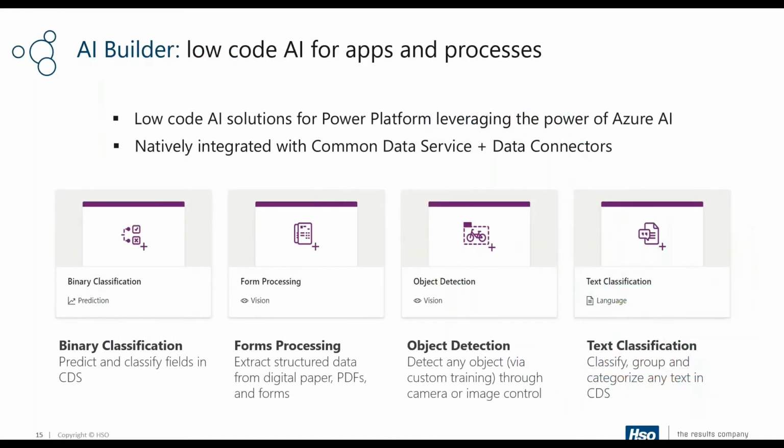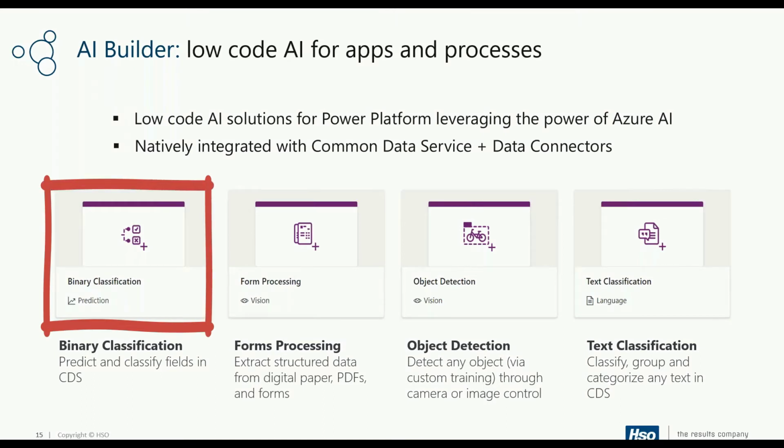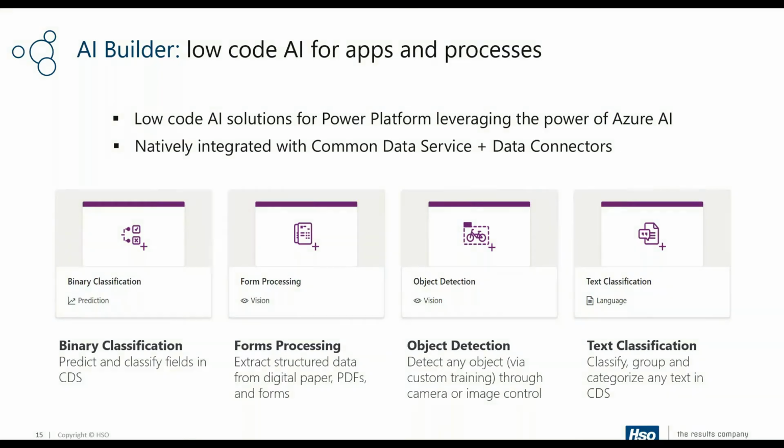The AI Builder is another really, really cool tool that shows a lot of promise. It has 4 elements to it. The binary classification. So that is where we can have a look at some different fields within CDS. And from there, it is going to give you a yes or a no or a true or a false sort of answer. So you can analyze through them, and it helps with prediction. Form processing, we can get a digital PDF and we can create a form from that, or we can create Excel, using different Word documents and templates. We can then create forms and have those populated.